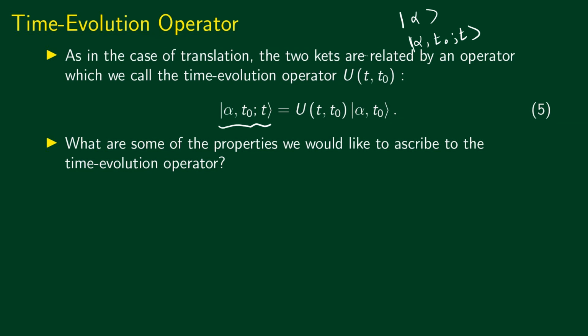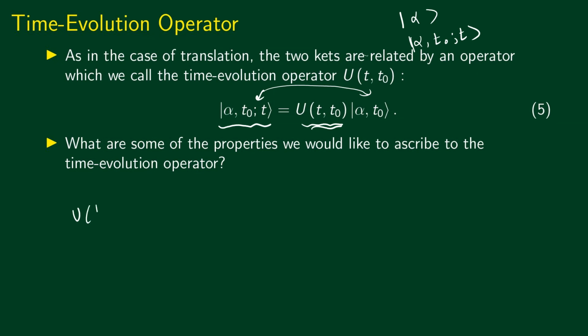And this is obtained. We assume that there exists an operator which we denote as U(t, t0), which changes the state from |α, t0⟩ to this new state, the state at a later time. So we just use this notation for this operator, which we can call the time evolution operator. We have written it in such a way that it has two arguments. One is the initial time t0, and the other argument is the later time t.